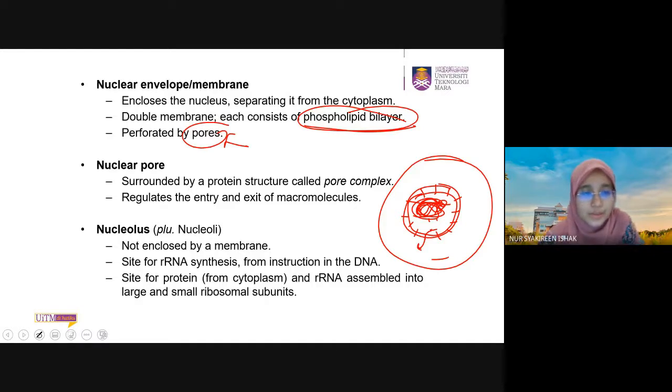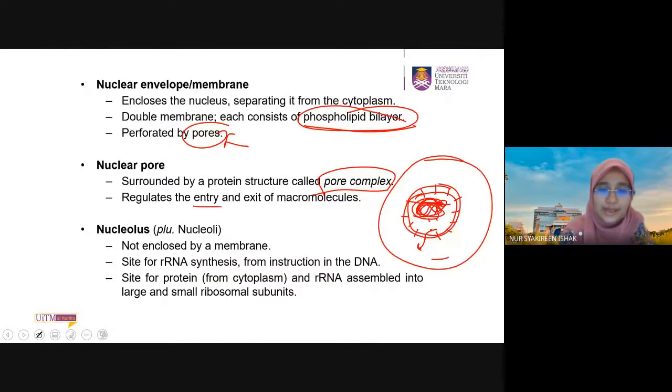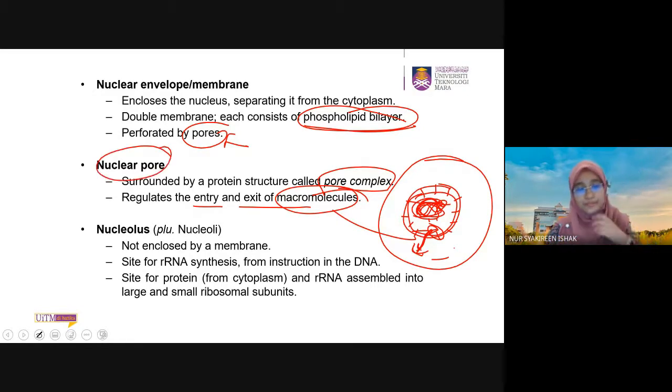The nuclear pore is surrounded by a protein structure called the pore complex, the pore complex. So it regulates the entry and exit of macromolecules. One example, you have the RNA or the subunit of ribosome, which consists of RNA and also protein, the tRNAs. All the RNAs are produced in the nucleus, but they have to be used in the cytoplasm, so they have to move out of the nucleus through the nuclear pore. Okay, so the nucleolus, plural nucleoli, when there are many, then we call them nucleoli.